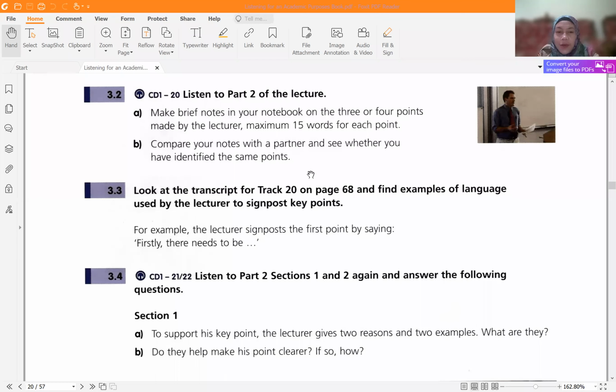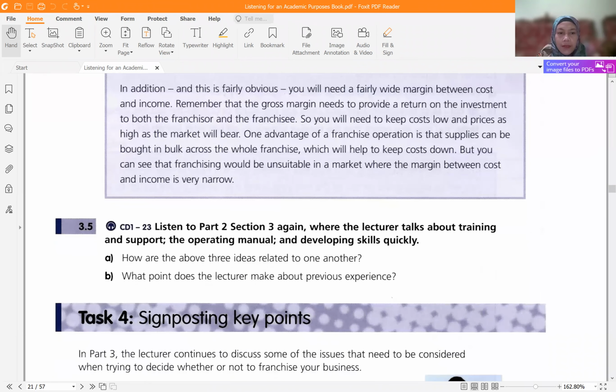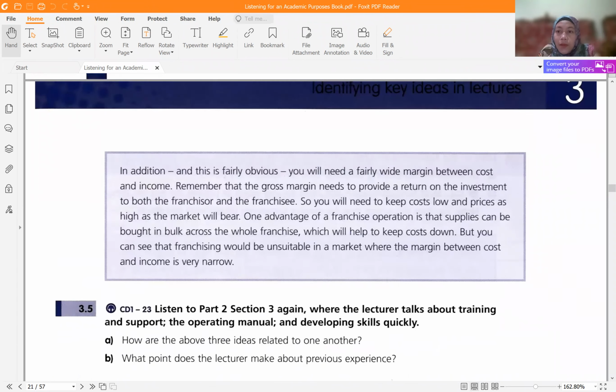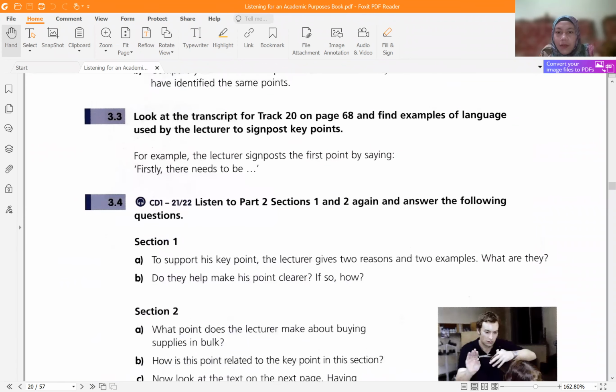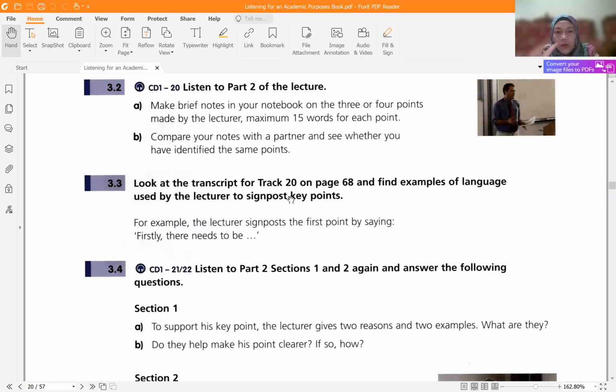Okay, maybe we need to listen to the first audio, audio 20, about the second part of the lecture. I want you to listen and then look at the questions here. Make a brief note in your notebook on 3 or 4 points. If you look at here, actually section 1, section 2, and section 3. So there will be 3 points that you make. Kalian harus membuat 3 points yang menurut lecture part 2 di sini. Okay.